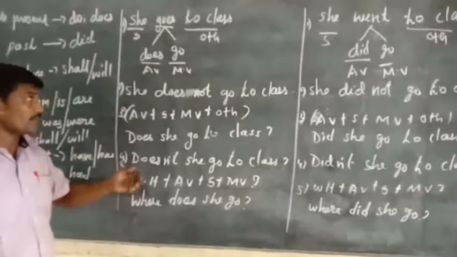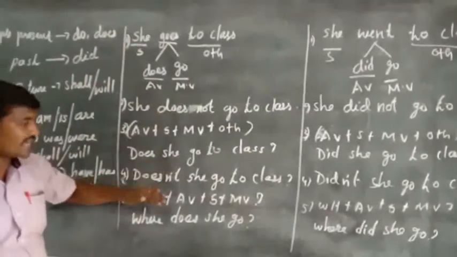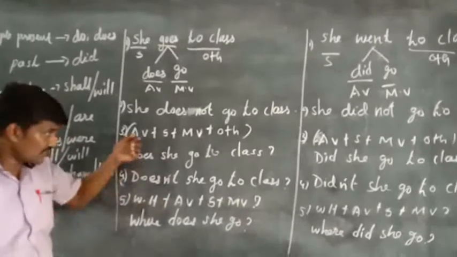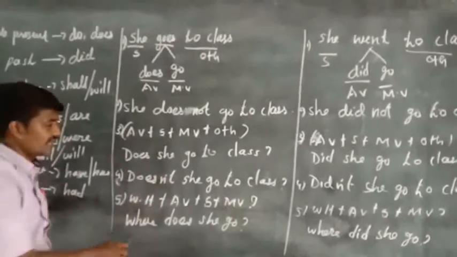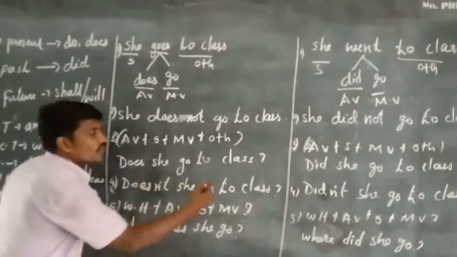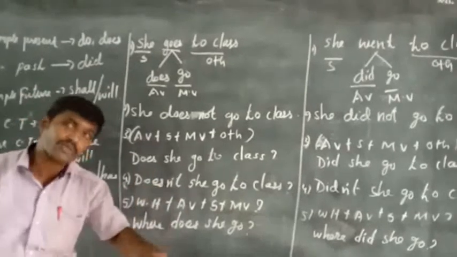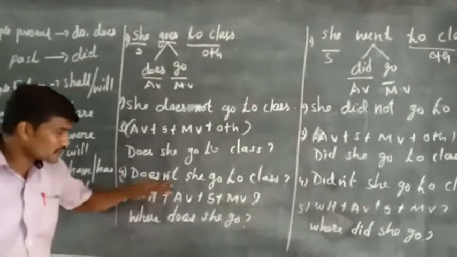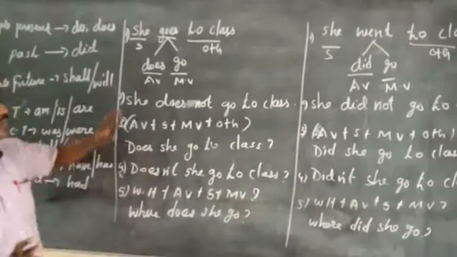Okay. In the negative form, because this is the positive, and this is the negative. Doesn't she go to class? The same formula, but we have to add doesn't here, or you can write either does she not go to class. What is the difference between does she go to class or does she not go to class? This is a spoken form, that is a written form. Does she not go to class? Okay, fine.